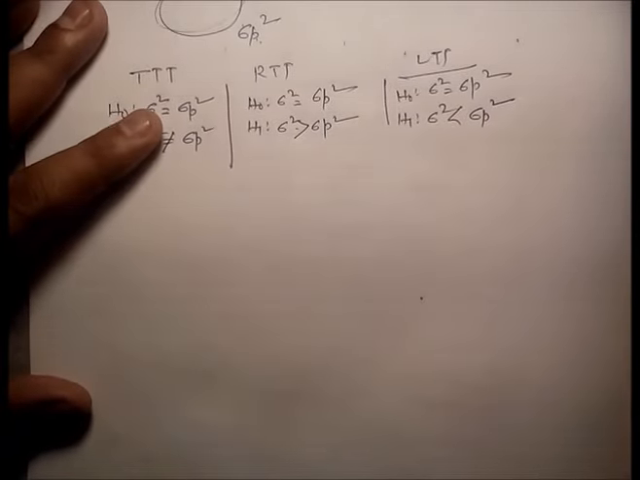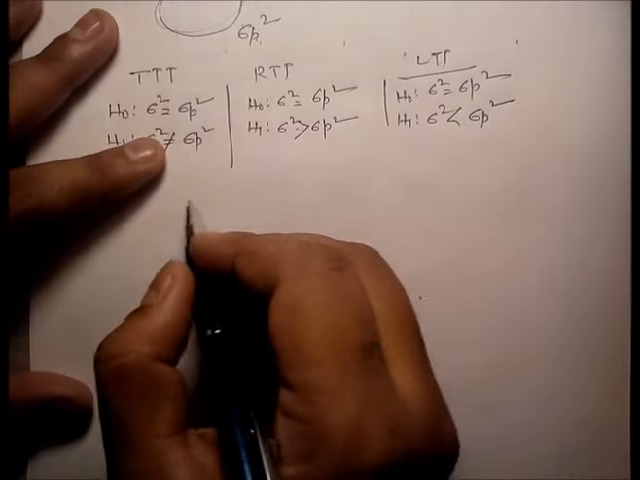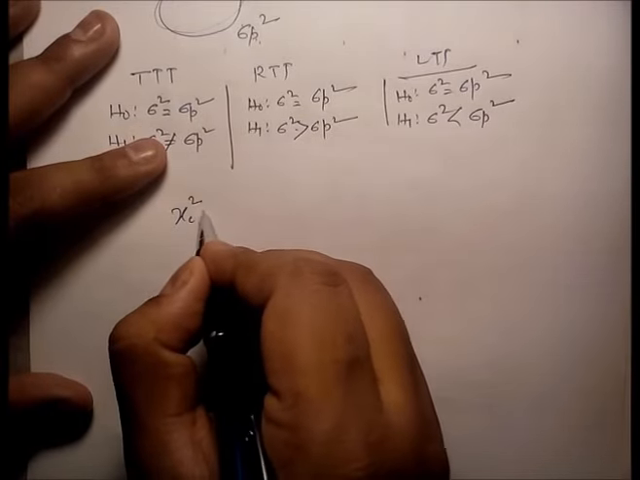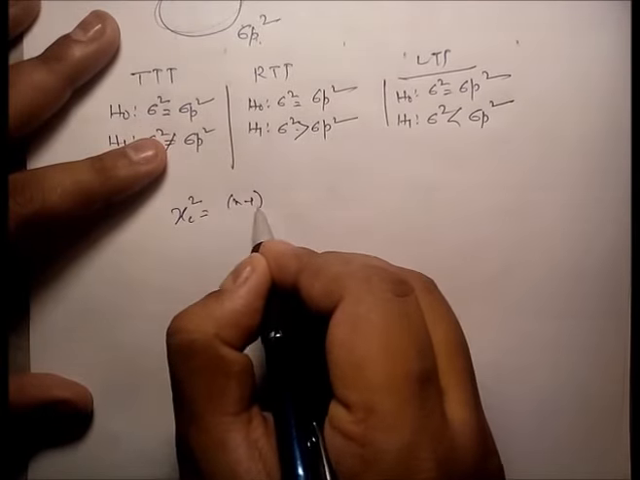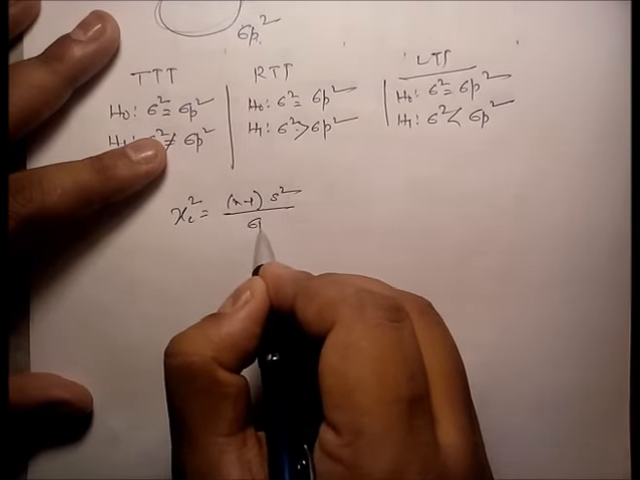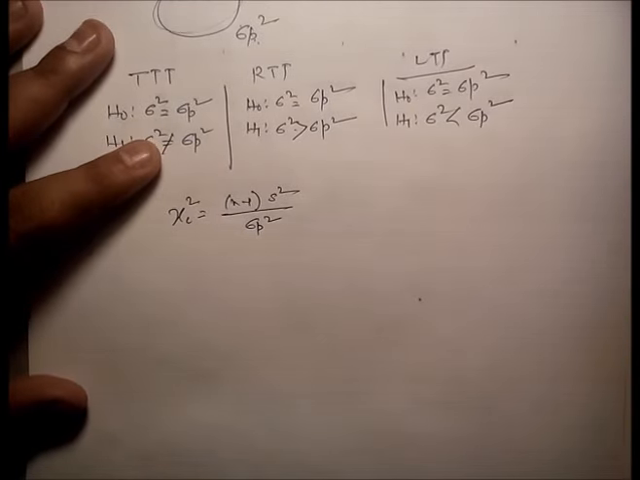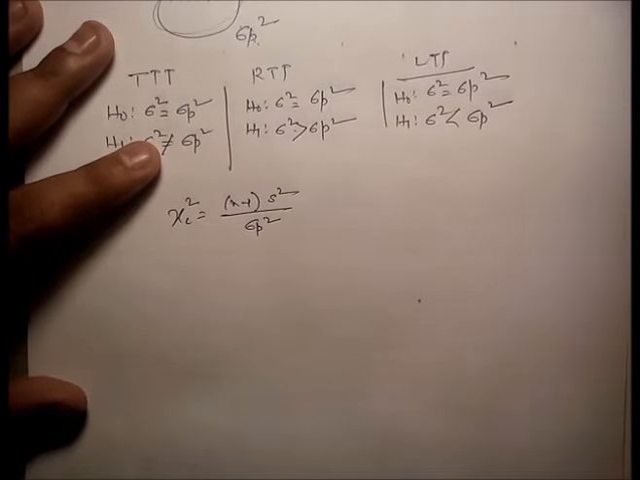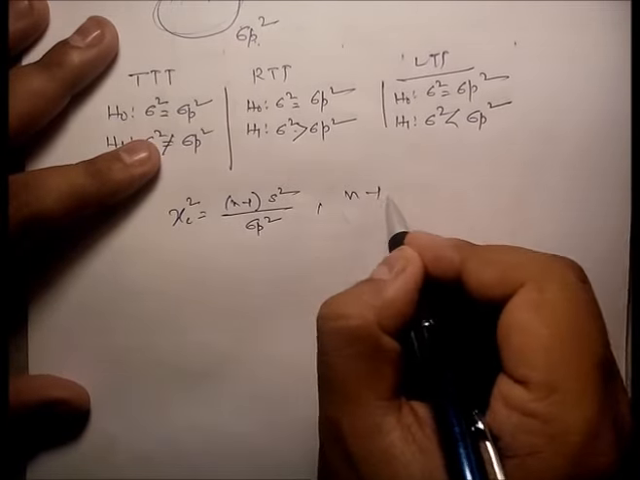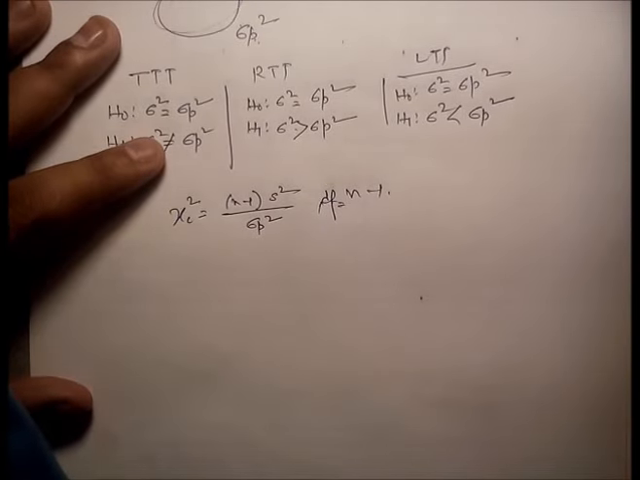Okay, now the calculated chi-square value is (n minus 1) s square divided by sigma p square, where s square is the sample variance, sigma p square is the population variance, n is the sample size, and the degree of freedom is n minus 1.